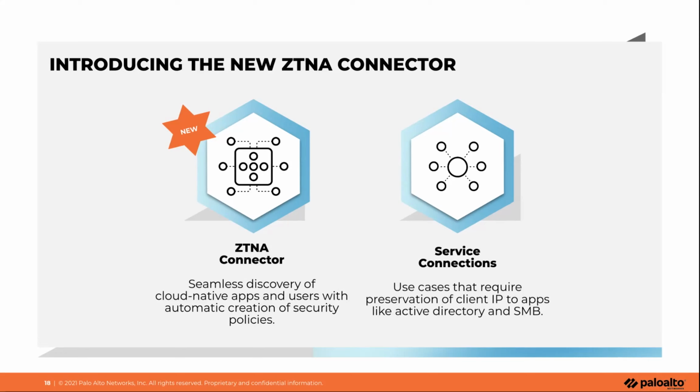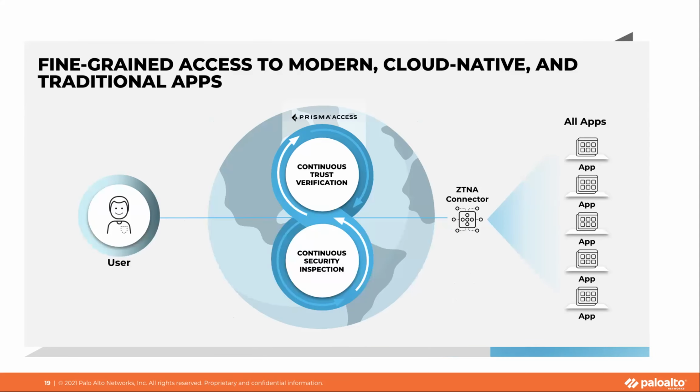So what does the ZDNA connector look like? Moving to the next slide, it'll be a virtual appliance that you can host in your private cloud, which can be a data center, colo facility, or a public cloud where you're running your private apps, like AWS, GCP. It's a VM that has a 10 gig pipe that connects back to Prisma Access.